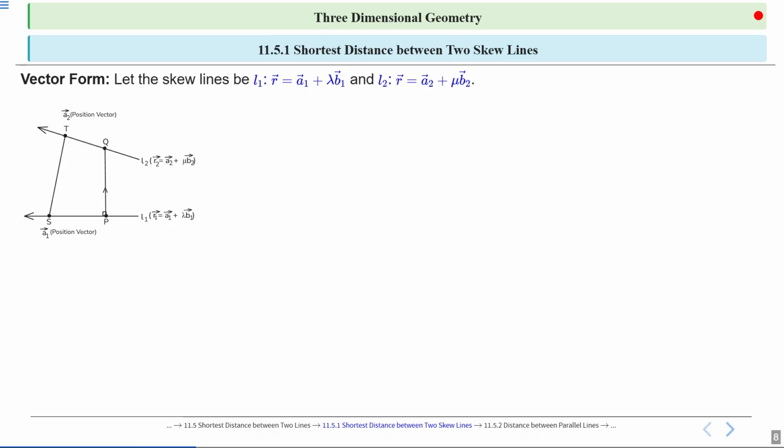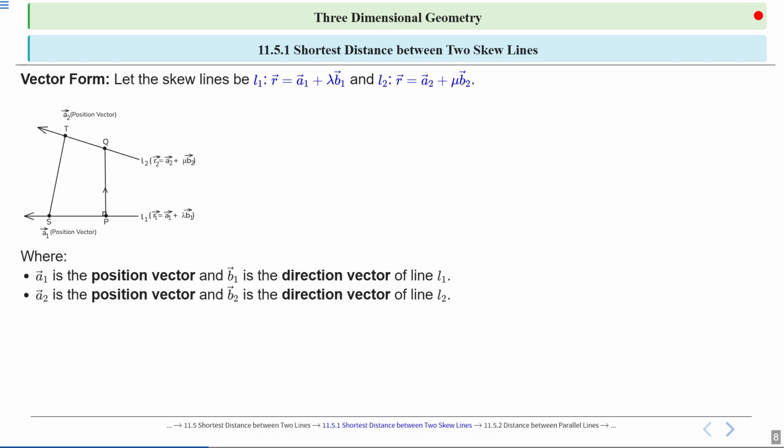Now let's look at the vector form for representing skew lines in three-dimensional geometry. Here we have two lines. L1 is written as r vector equals a1 vector plus lambda b1 vector, right? And L2 as r vector equals a2 vector plus mu b2 vector. Now first, let's focus on line L1. In the equation r vector equals a1 plus lambda b1, the vector a1 is called the position vector.